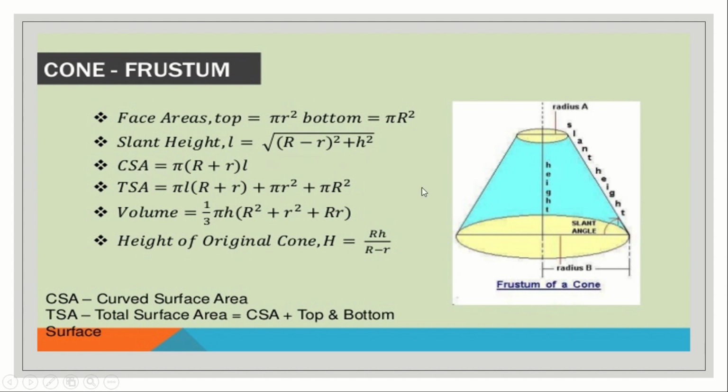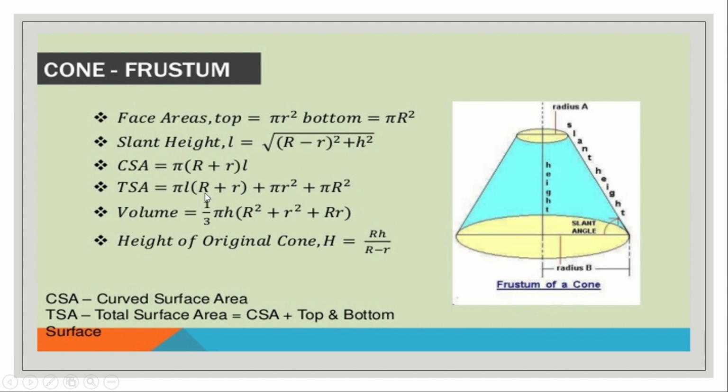Next is curved surface area. Curved surface area means the curved outer surface, along with this slant line. It is given by pi into (R plus r) into l. Next is TSA. Along with the top and bottom portion, the curved surface area is also taken in total surface area. That is pi l into (R plus r), the whole CSA is taken, plus pi small r square plus pi capital R square, because the top and bottom portions are taken into consideration in the case of total surface area.